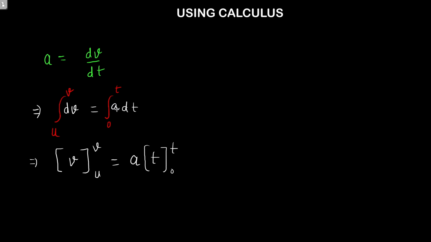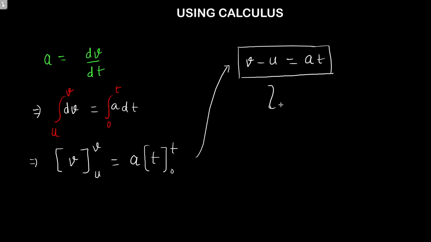Mind it, if the acceleration is not constant, we will not be able to write this. We cannot take the acceleration outside the integral. But since here the acceleration is constant, we are okay to go with it. So the next step: on the left hand side, we have v minus u, and on the right hand side, we got a times t. So here we got our formula by using both the methods. Thank you so much.